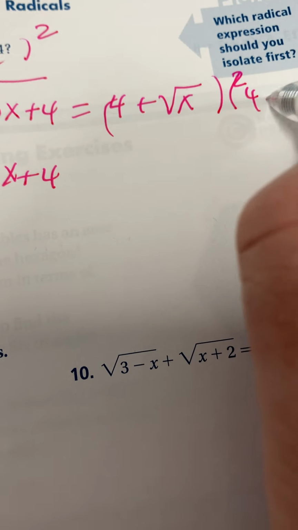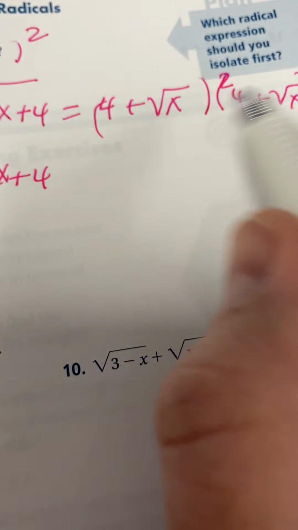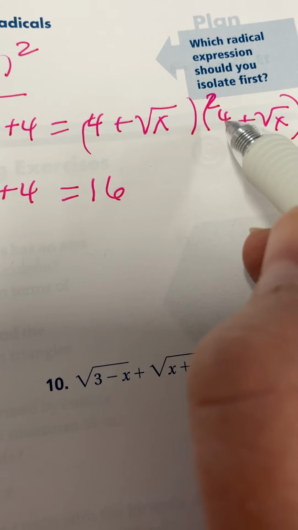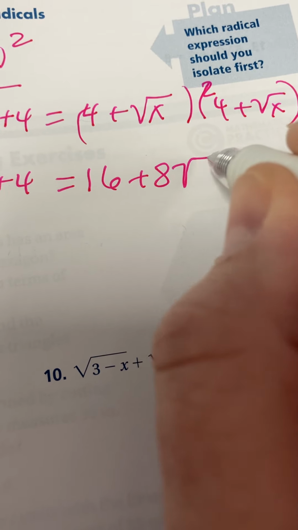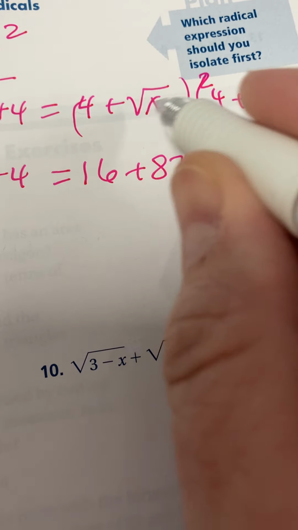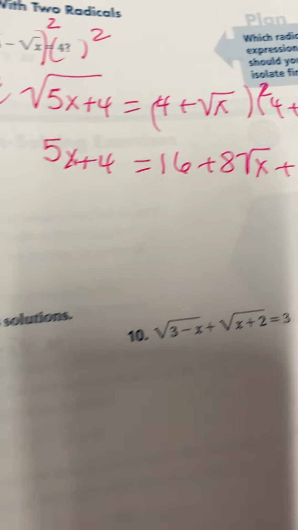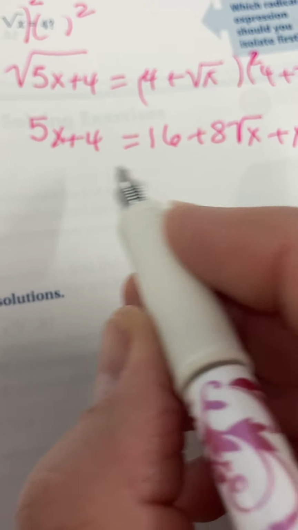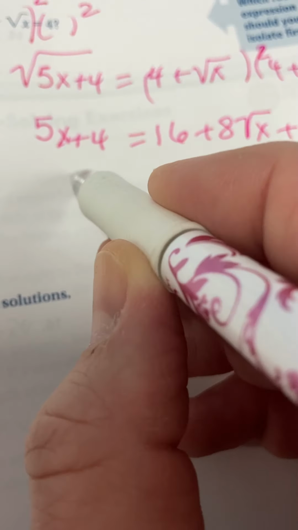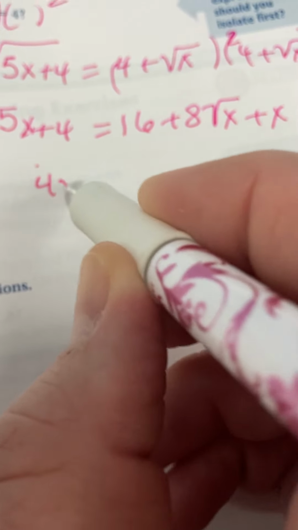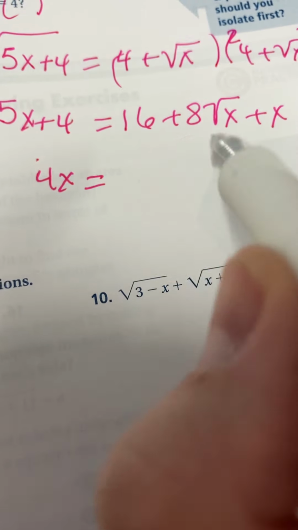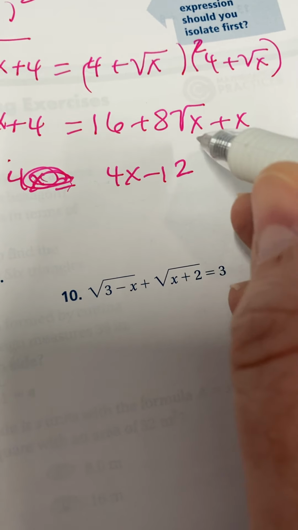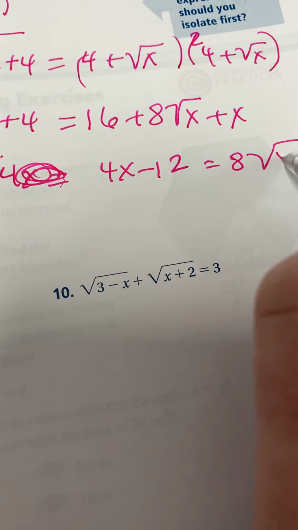So let me write that out, and we'll do a whole FOIL. You're going to take 4 times 4, which is 16. You're going to get a 4 square root of x and another 4 square root of x, which is 8 square root of x, and then the square root of x times the square root of x is just an x. Now get everything to one side, and then you're going to square that again. I'm going to subtract this x over, gives me a 4x. I'm going to subtract that 16 over, which is -12 equals this.